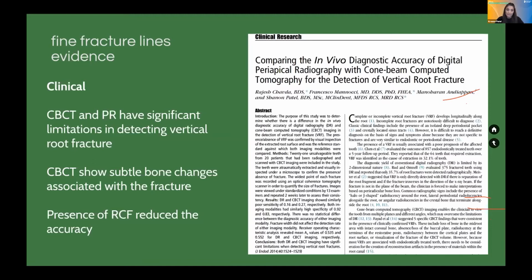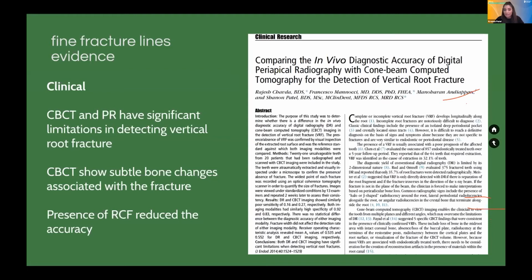One of the main problems with cone beam is that you do get beam hardening. So when you have a root canal filling present, you get this starburst sort of vision that I'm going to show you in the next slide. And that really obstructs any fine fractures. And cone beam CT doesn't really have the resolution to pick up very fine fractures.